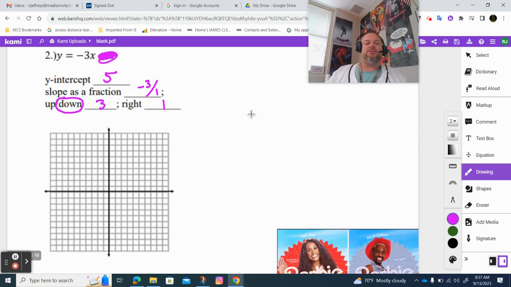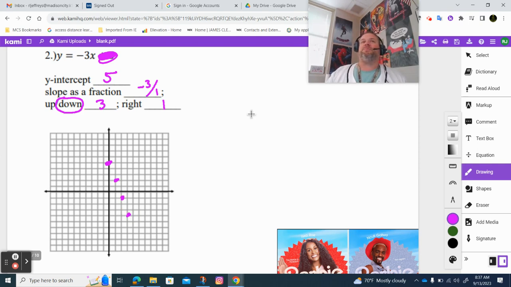All right, so go to my y-intercept. 1, 2, 3, 4, 5. Okay, I'm going to go down 3. So I'm going to go 1, 2, 3 to the right 1. From here, down 3, 1, 2, 3, to the right 1. 1, 2, 3, to the right 1.